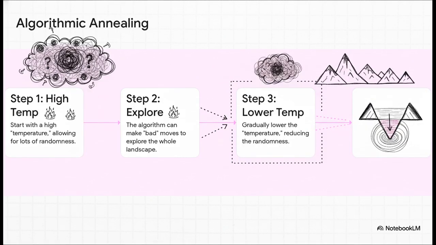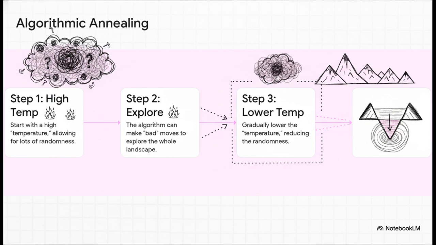Okay, so how do we turn this into code? Well, we do the exact same thing. We start with a high temperature, which is just a number in our program that represents randomness. When the temperature is high, the algorithm is allowed to make bad moves. Think about that for a second. It's allowed to move downhill sometimes. And that's the key. That's what lets it escape those little local peaks.